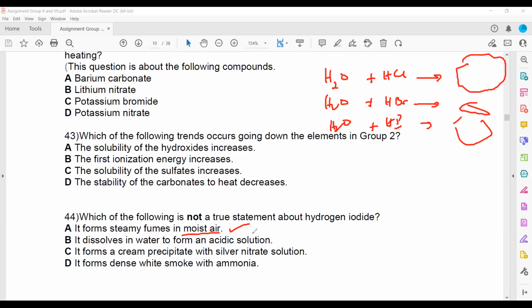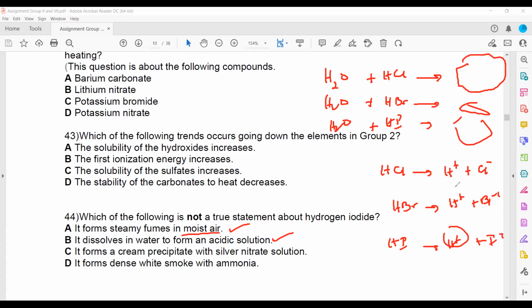It dissolves in water to form an acidic solution. That's also true because acids are proton donors. So when we add them to water, HCl will form hydrogen and chloride, HBr will form hydrogen and bromide, and HI will form hydrogen and iodide. So all of them are donating hydrogen ions. That's why they form acidic solutions.